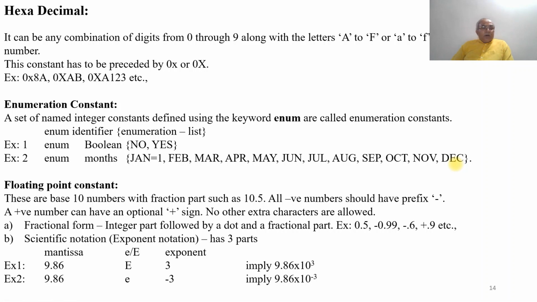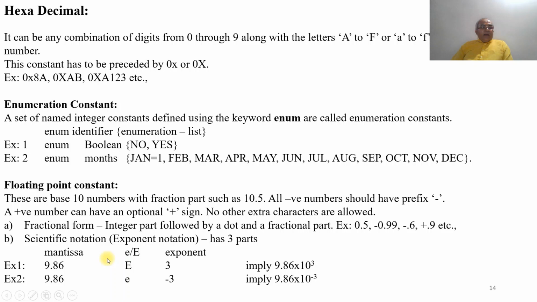Then the floating point number. These are base 10 numbers with fraction parts such as 10.5. All negative numbers should have a prefix of negative or minus. A positive number can have an optional plus sign. No other extra characters are allowed. That means it is not mandatory to put a plus sign. If you don't put a plus sign, it is understood that it has a positive value.